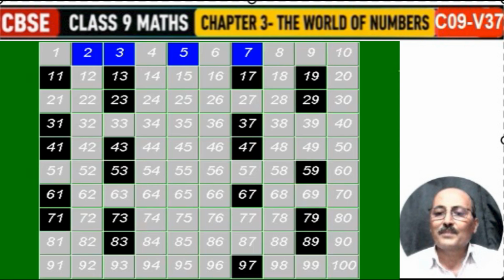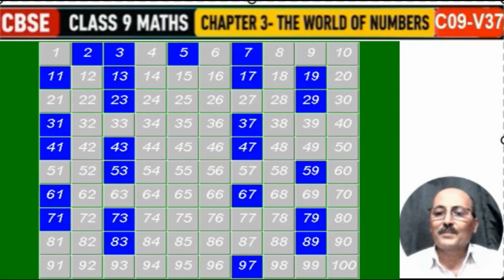Numbers which are larger than 10 will also be divisible by 2, 3, 5 and 7. So all the numbers which are not removed from the list must be prime numbers. Hence, we found the list of all the prime numbers between 1 and 100.